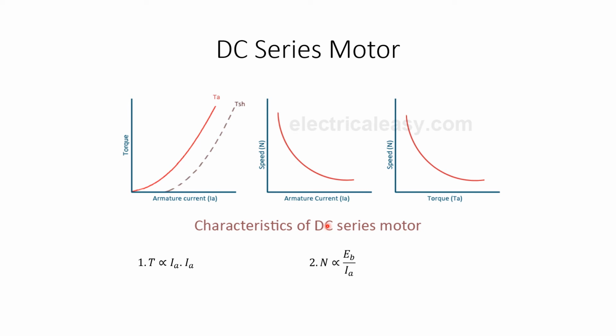The second one is armature current versus speed. Here N is directly proportional to back EMF EB and inversely proportional to phi. That's why we are getting this line. Then speed versus torque. For this we have to compare these two characteristics curves and draw this.